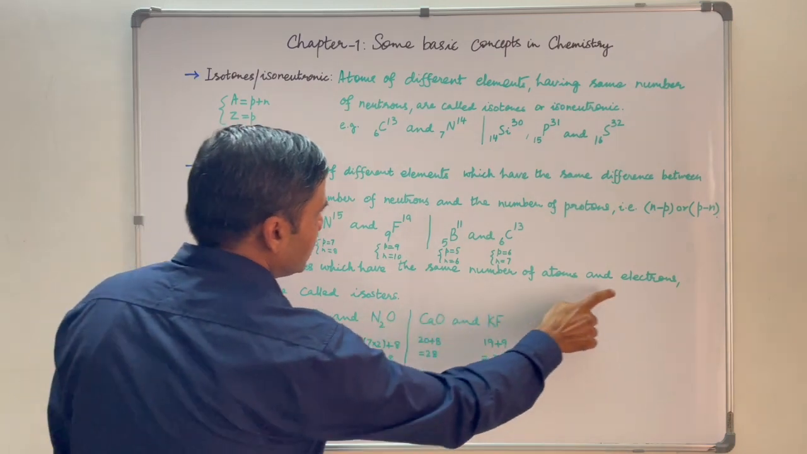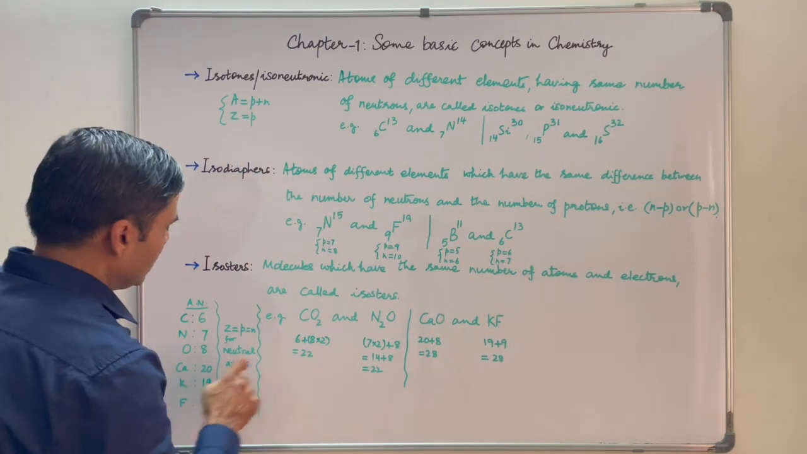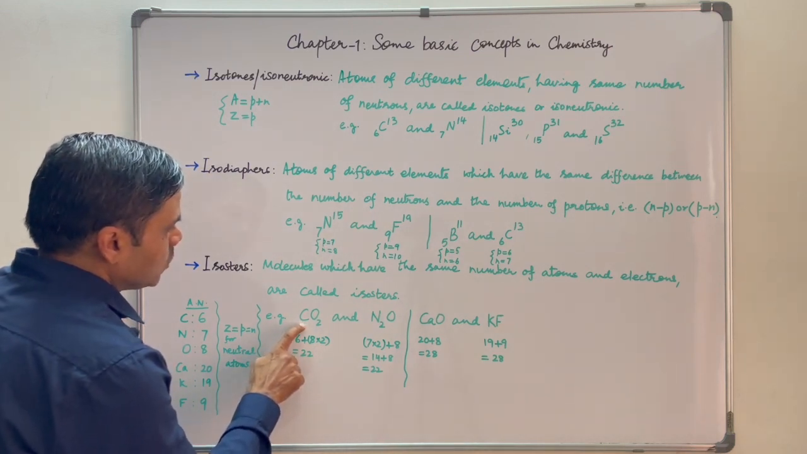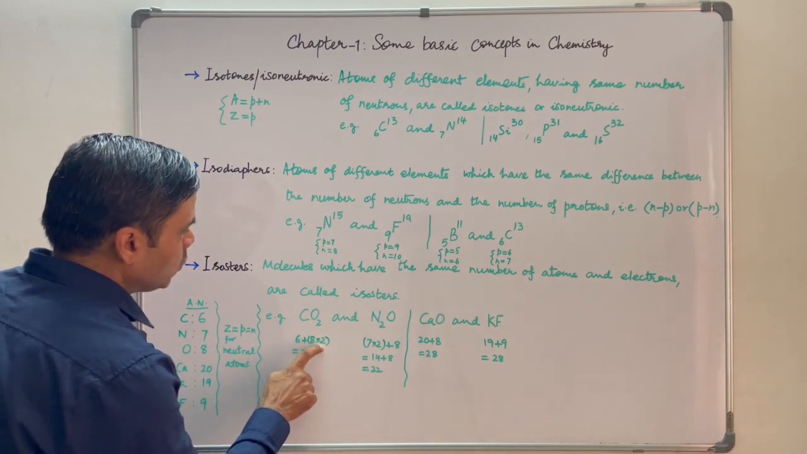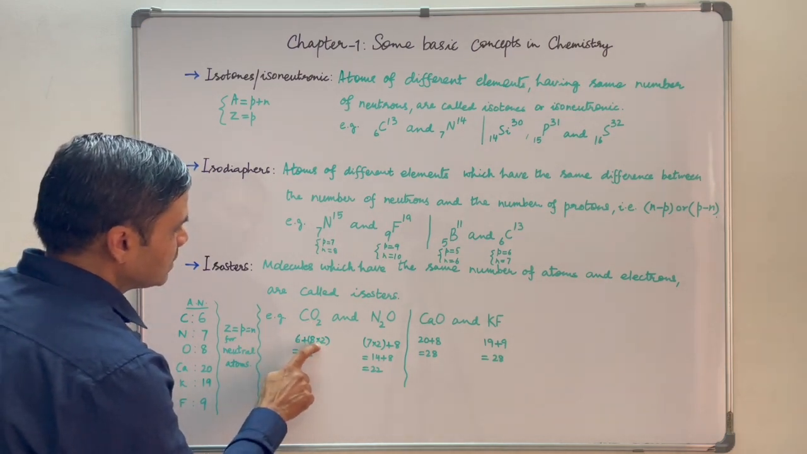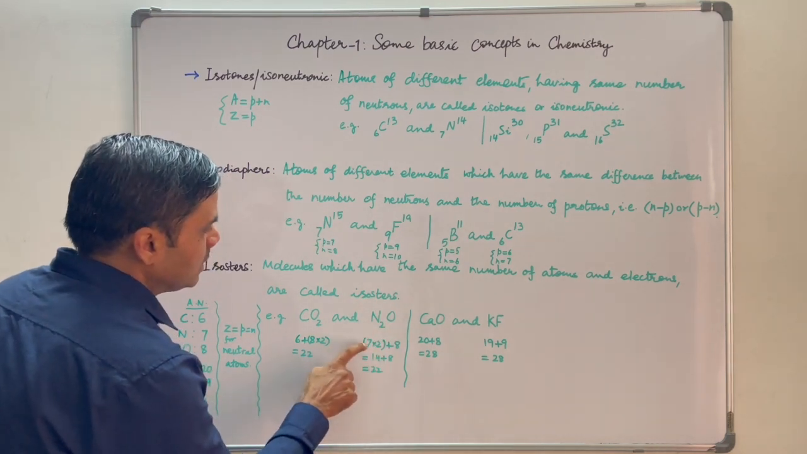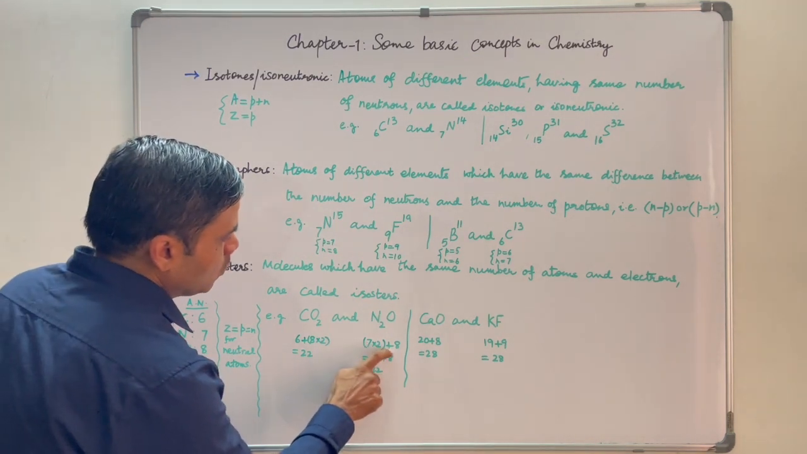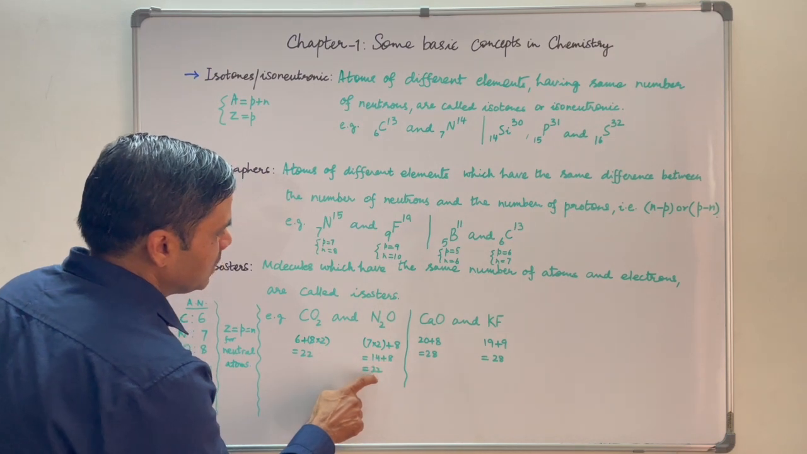Now let us calculate the number of electrons. Atomic numbers of these elements are written here. So the number of electrons in CO2 means 6 into 1 plus 8 into 2, meaning 6 plus 16, that is 22. Number of electrons in N2O will be, atomic number of nitrogen is 7, so 7 into 2 plus 8 into 1. So it will be 14 plus 8, meaning 22.